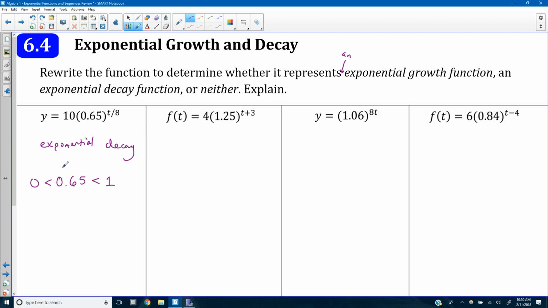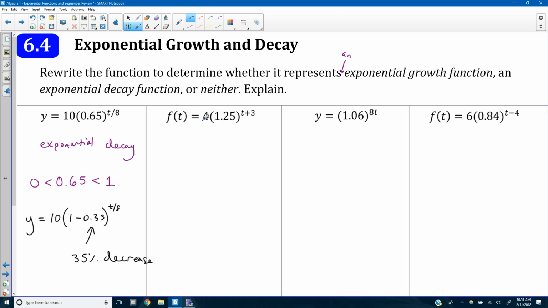What else might be helpful is for the next part that we do here. This is equivalent to writing 10 times 1 minus 0.35 to the t/8 power. You're going to see a reason for this here, but this means a 35% decrease of your previous value. When we're taking 65% of something, you're taking a 35% decrease of it. 1 minus 0.35 is 0.65.